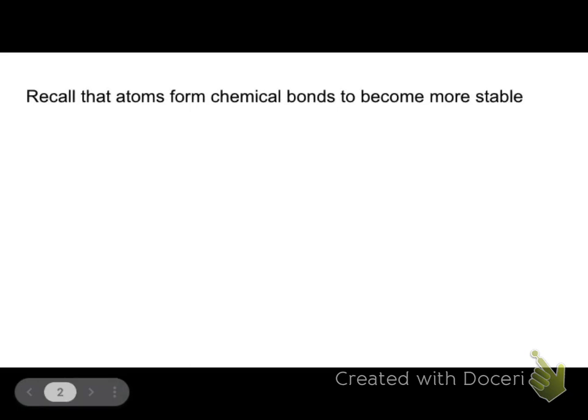Launching right into things. Recall from the previous section and from our discussion during the bell ringer that atoms form chemical bonds to become more stable. Okay? Some atoms, like the noble gases, are stable already, and that is why they tend not to have reactions with things. Okay?